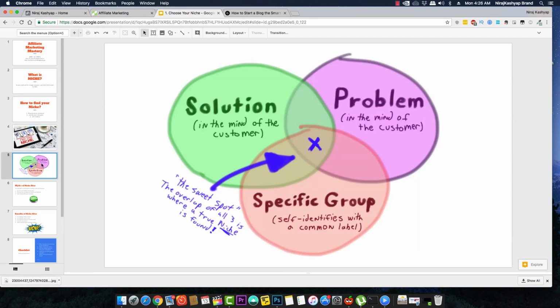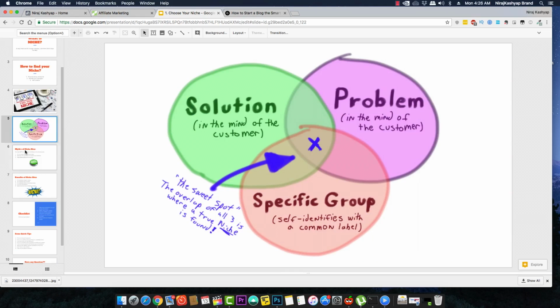So coming to the point, this is actually a diagram, and it is the formula of finding the most profitable niche. Yes, it's the formula of finding the most profitable niche. And this is how it starts.